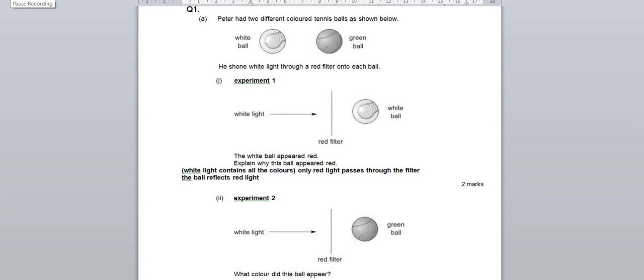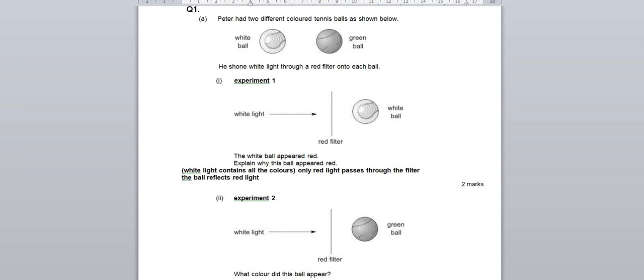Peter had two different coloured tennis balls as shown below. So he had a white tennis ball and a green tennis ball. He shone white light through a red filter onto each ball. So remember, a red filter will allow red light to pass through, but it will absorb all other lights. And also remember that white light contains all of the colours of the spectrum. So, the white ball appeared red.